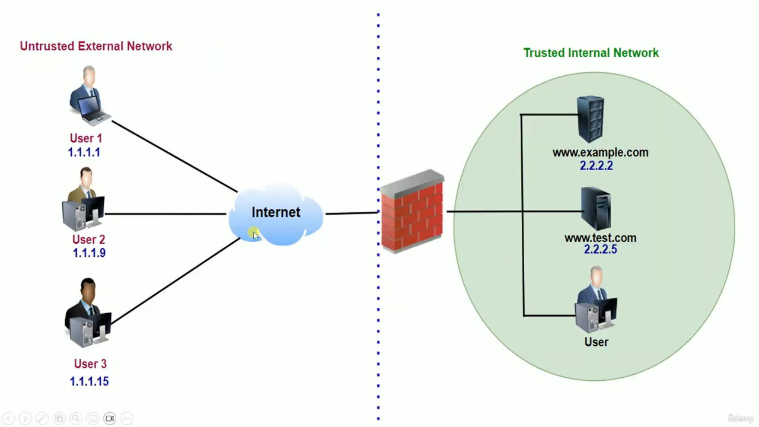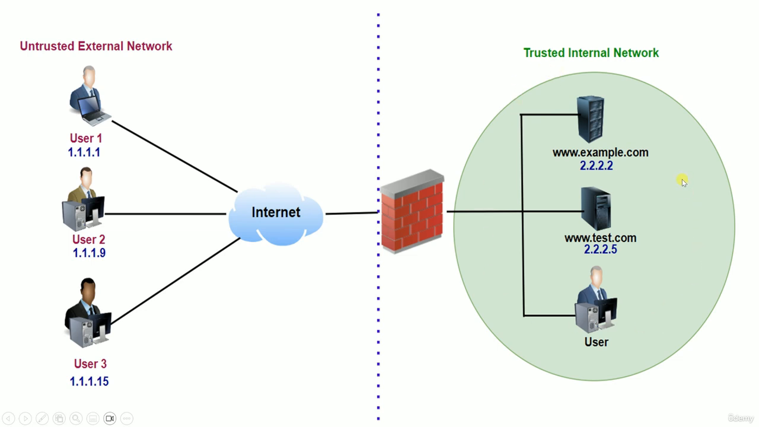This is a simple example topology where we have an untrusted external network, which you can consider as the internet, and this is the trusted internal network, which you can consider as the corporate LAN network. You have a couple of applications running within the trusted internal network, like www.example.com and www.test.com, and also there is a user within the internal trusted network.